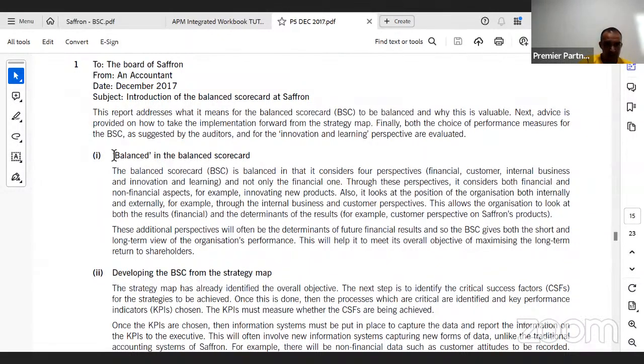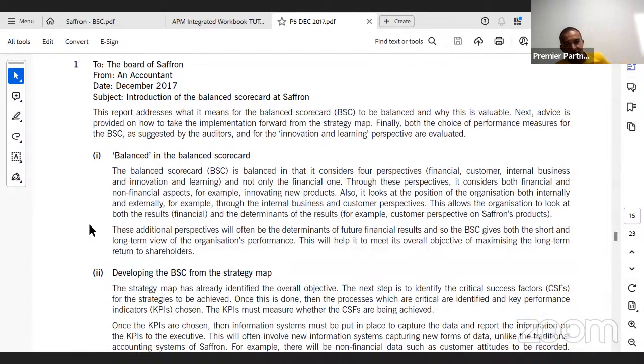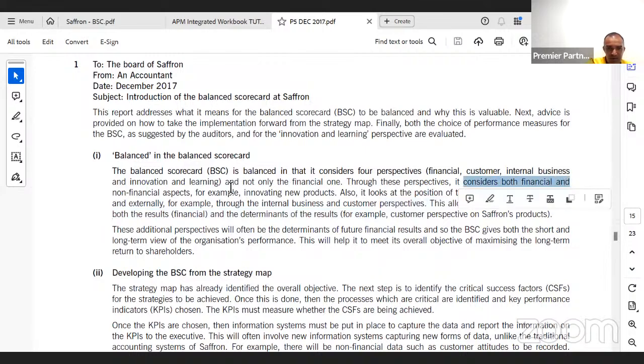Take this part, balanced in the balanced scorecard. See how much they are getting for 7 marks. See, this part you get 1 mark. I told you, explaining what balanced scorecard is, five or more, explaining the model, you get 1. Here it considers both financial and non-financial. Another mark. 2.